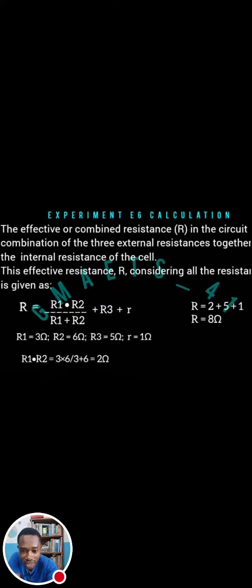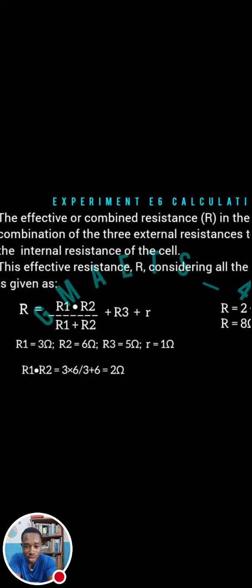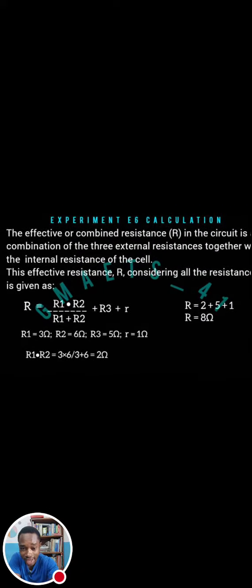So the first thing is to solve the parallel combination of the 3 and 6 ohms resistance. And you can see the calculation there, R1 dot R2. How do you obtain it? It's going to be 3 times 6 divided by 3 plus 6. You have the formula there already. R1 is 3 times R2 is 6 all over R1 is 3 plus R2 is 6. Now that gave us 2 ohms resistance, just like I explained earlier.